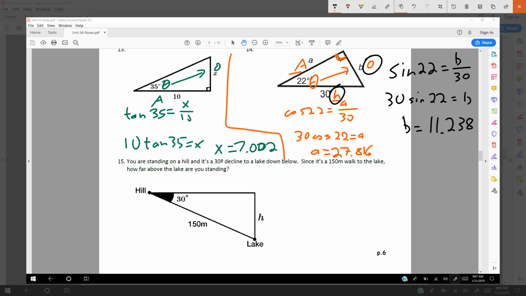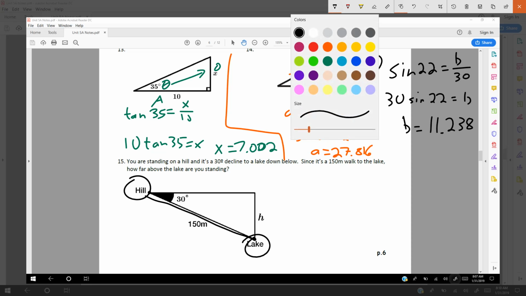Okay. Last but not least, you're standing on a hill and it's a 30-degree decline. There's an angle of declination, technically, to a lake down below. So you're up here. Here's the lake. It is a 150-meter walk down the hill to the lake. How far above the lake are you standing?